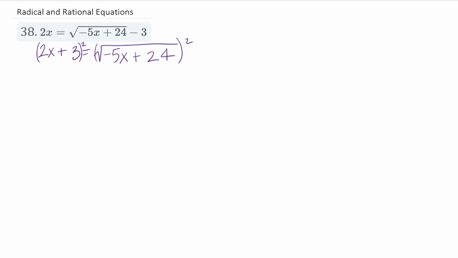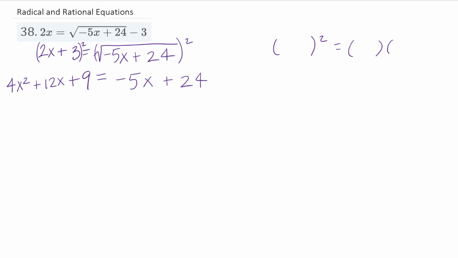Then once you get that radical isolated, you're going to square both sides in order to get rid of the square root. On the right side, you are going to extract that square root and just get what's left on the inside, negative 5x plus 24. And on the left side, once you expand that out, you end up getting 4x squared plus 12x plus 9. You remember, anytime you have a parentheses squared, it just means to do it twice and go ahead and distribute.